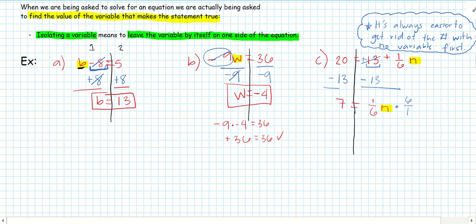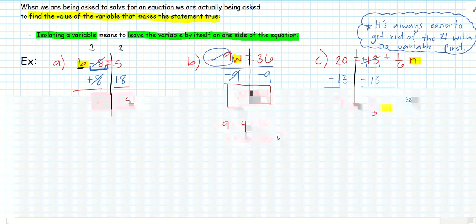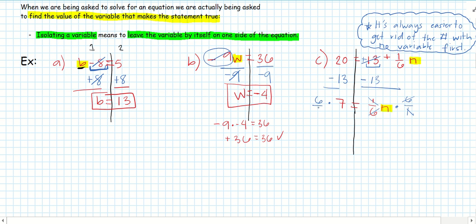So now we're going to multiply by 6. So we're still doing the opposite. So 1 is canceling 1, and 6 cancels 6. Now because 6 over 1 was not there before, I also have to multiply on the left side. So I have 6 over 1 times 7.